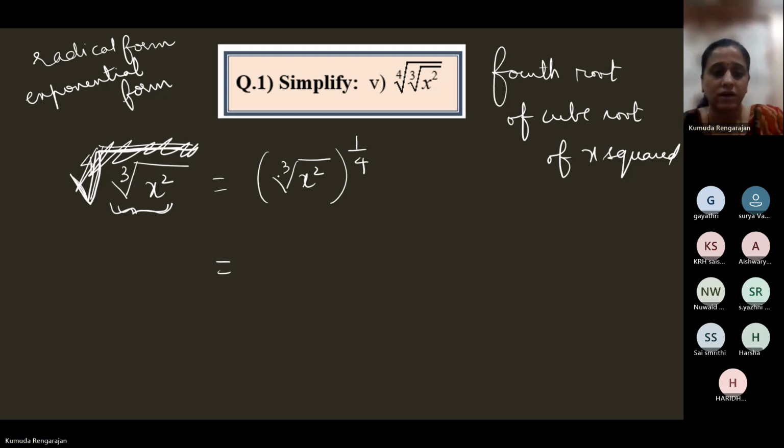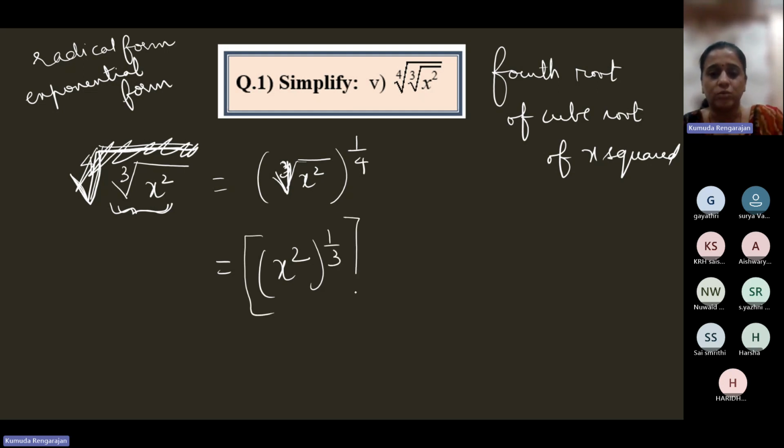Now, this cube root becomes to the power 1 by 3. Don't write that, write the rest of it. Apart from this cube root symbol, what do you see here? x square. So write that. And this radical sign cube root becomes to the power 1 by 3, and this already has the power 1 by 4.